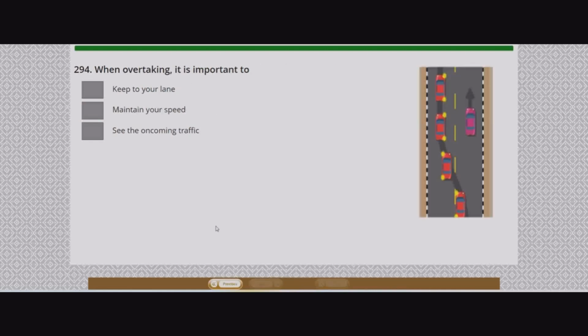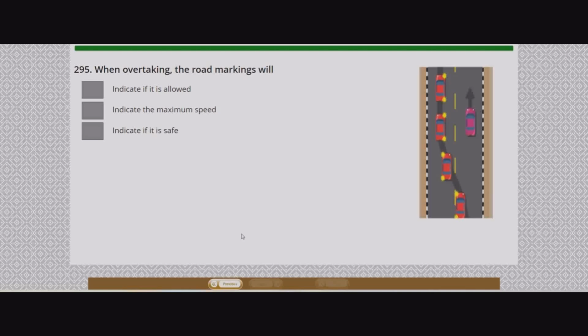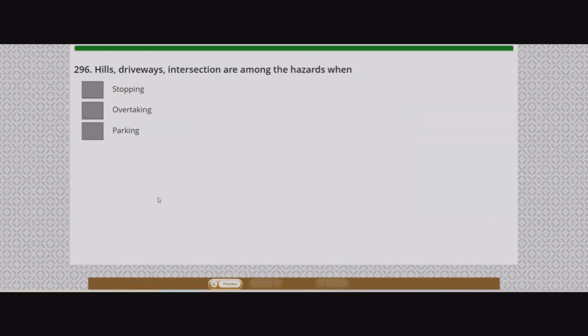When overtaking, it is important to see the oncoming traffic. When overtaking, the road marking will indicate if it is allowed. Hills, driveways, intersections are among the hazards when overtaking. When being overtaken, you must slow down and keep to the right. In which of these places are you not permitted to overtake? At intersections and roundabouts.